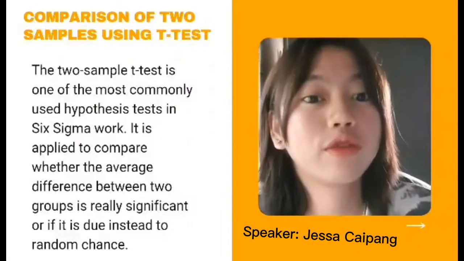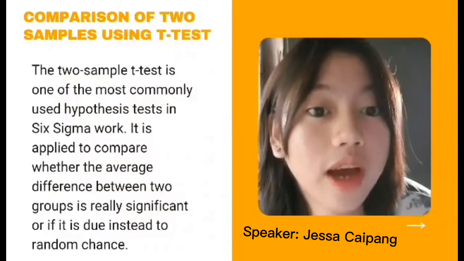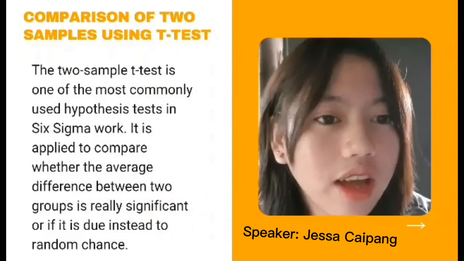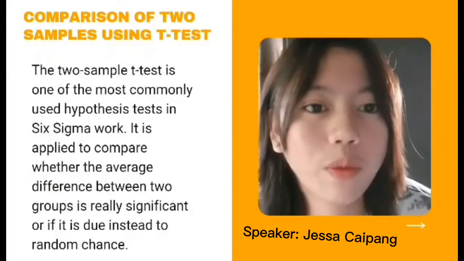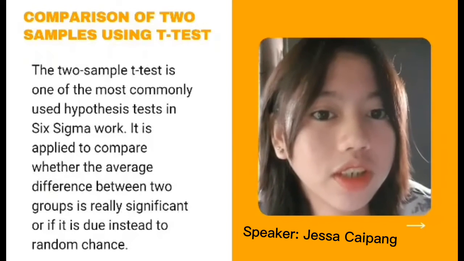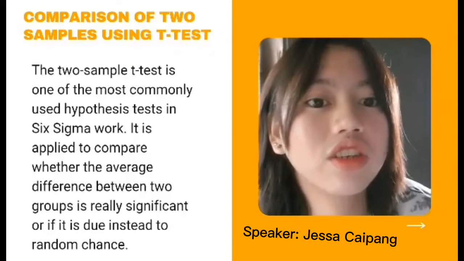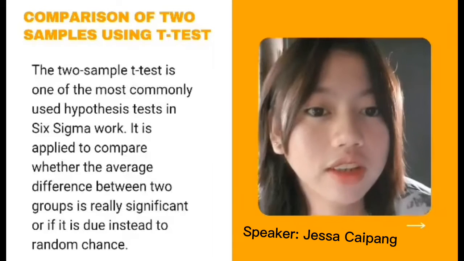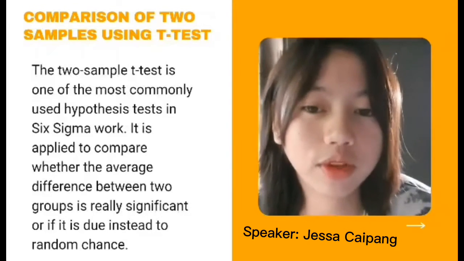So, comparison of two samples using t-test. The two-sample t-test is one of the most commonly used hypothesis tests in Six Sigma work. It is applied to compare whether the average difference between two groups is really significant or if it is due instead to random chance. To perform this test, both samples must be normally distributed.